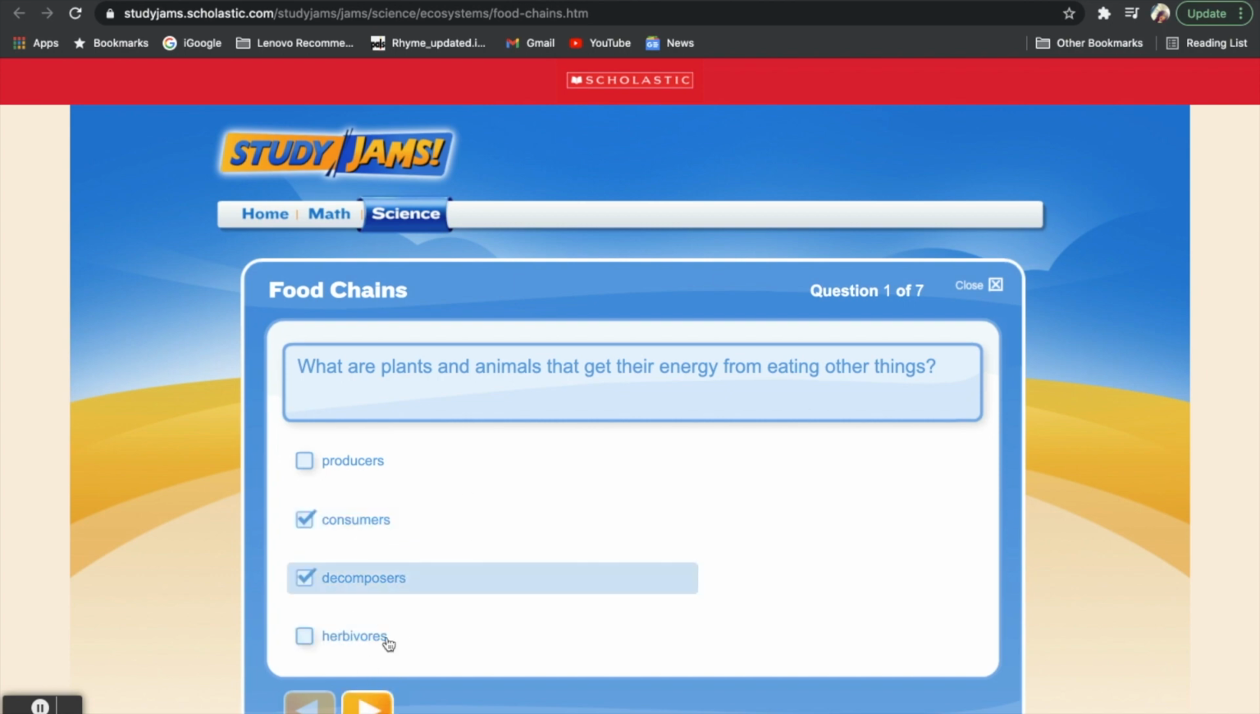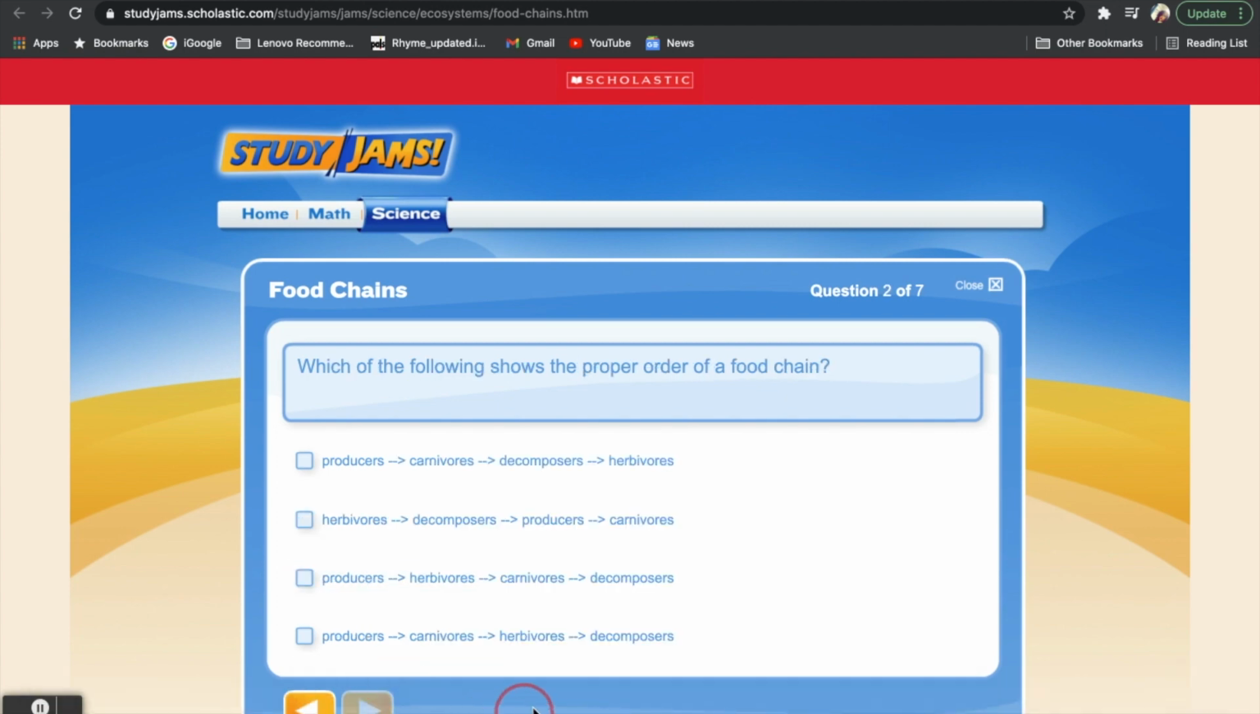If you said consumers, that is correct. Let's move on to question 2. This question 2 says, which of the following shows the proper order of the food chain? So let's take a look at these different examples of food chain to see which one shows the proper way a food chain usually goes. First one says producers, carnivores, decomposers, herbivores. Choice number 2 says herbivores, decomposers, producers, carnivores.